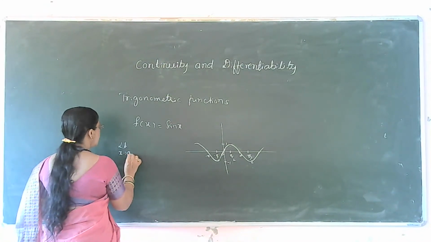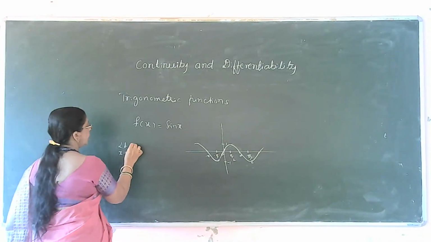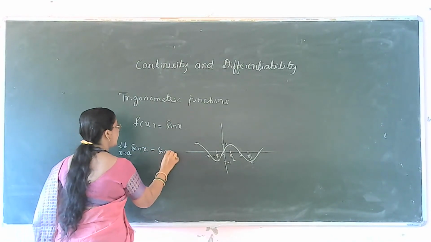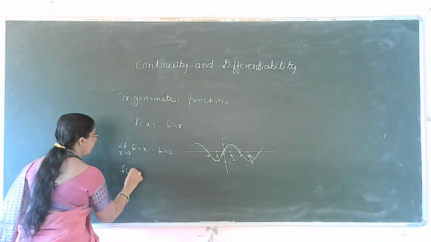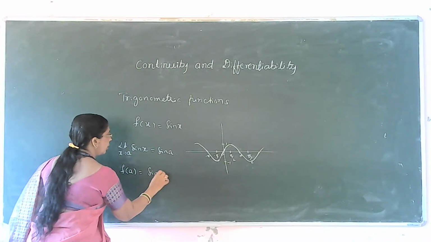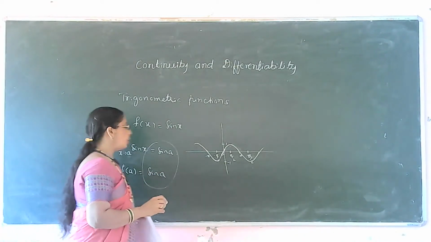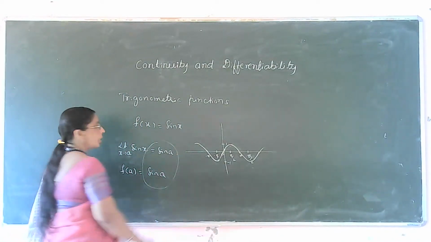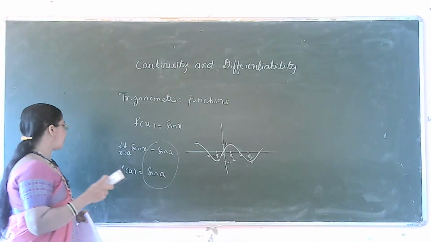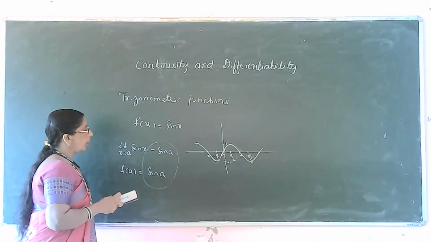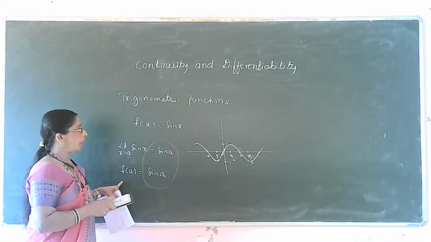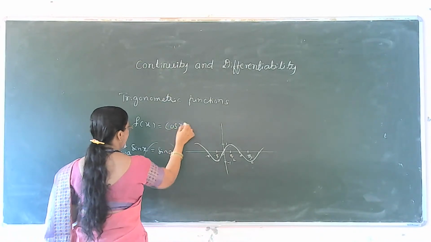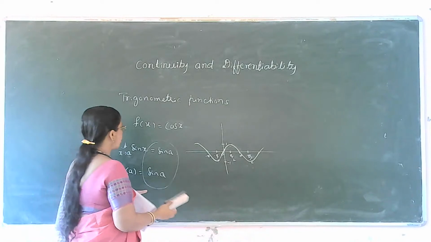Limit of x tends to a, where a is a real number, of sin x is equal to sin a. Then f of a is also sin a. Therefore, the function is continuous. The limit of the function and the value of the function at a, for any real number a, are equal, so the function is continuous. We can prove cos x in the same way.